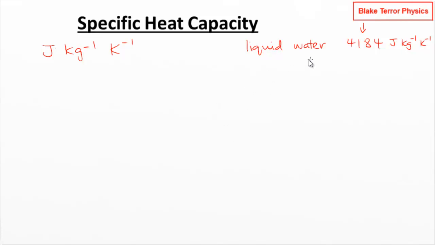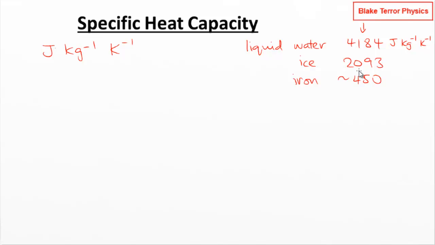If it's ice, then it's much less than that. It's only 2093. That's if the ice is about minus 1 degree C. For iron, it's way less. For solid iron, you're looking at 450, give or take, joules per kilogram per Kelvin. So there's big differences here, both from substance to substance and also in the state of matter for a particular substance. And there's a lot of different factors that will determine the specific heat capacity.